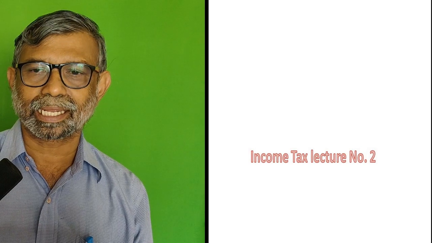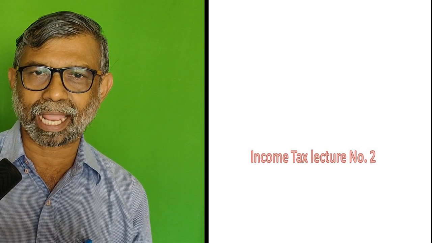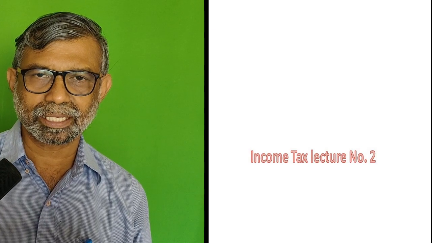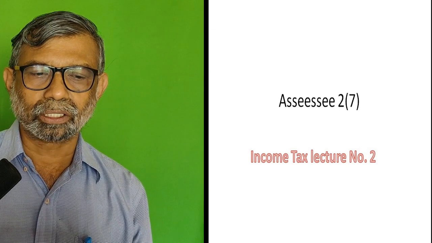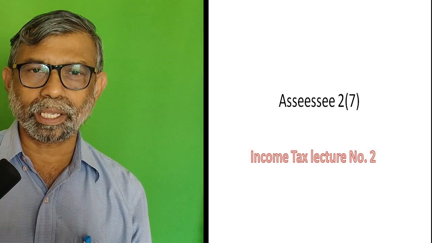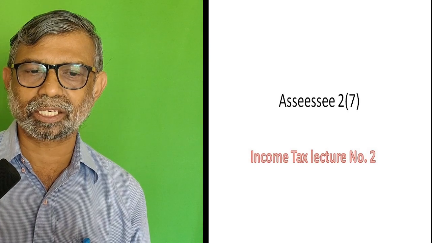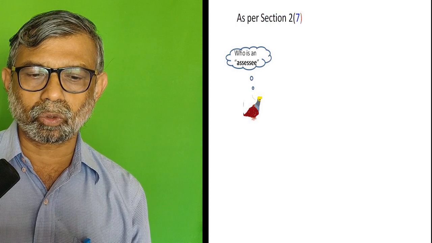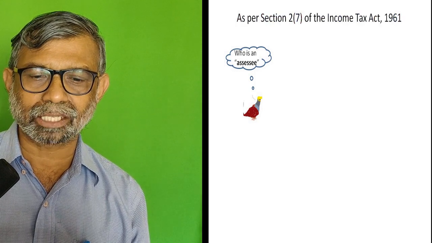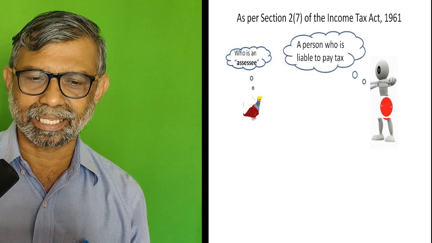Today we will be looking at assessee, section 2, subsection 7. In bracket, that is subsection 7. So now the question comes, this section answers one question: who is an assessee? As per section 2(7) of the Income Tax Act 1961, a person who is liable to pay tax or any other sum of money under this act.